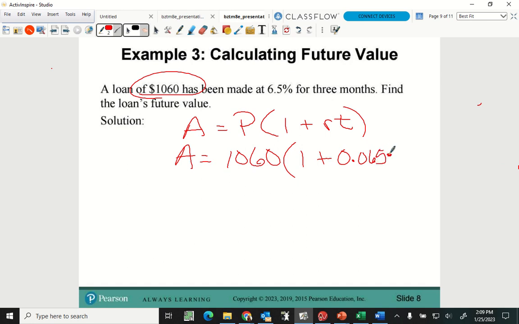Times, now, 3 months. And how do I write 3 months? 3 over 12, because it's a fraction of a year. We write this always as years. So if it's months, it's 3 over 12, like this.